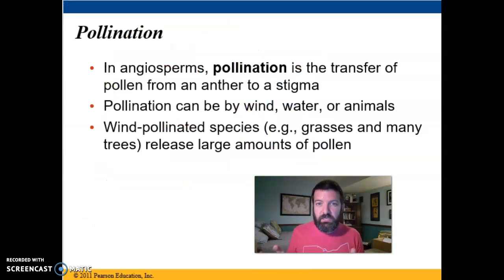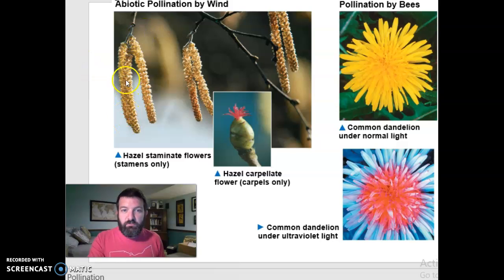Again, the process of getting the pollen from the stamen to the stigma of the carpel is called pollination, and it can be done by wind or water or animals. There are all sorts of ways to do it. These are flowers that are abiotic, which means they don't need animals. They're just pollinated by the wind, and this is kind of what oak flowers look like.